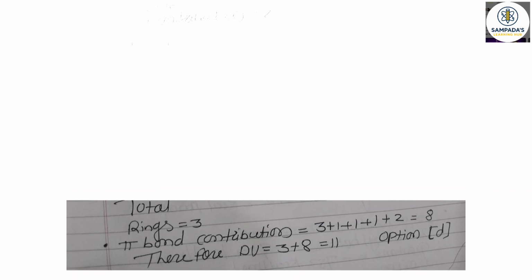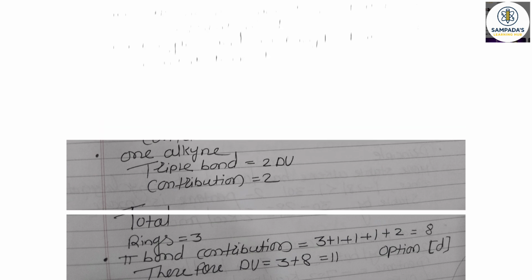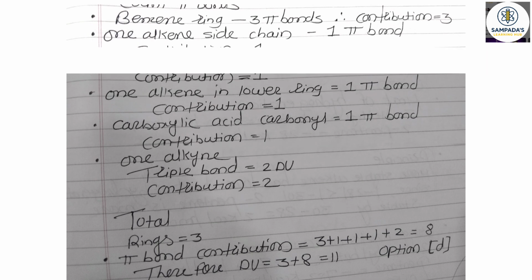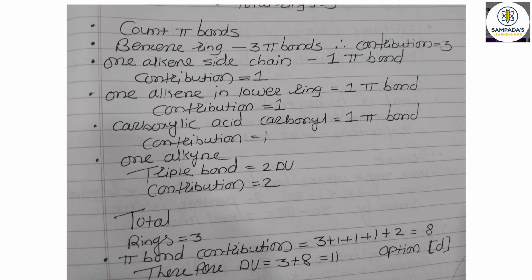Count pi bonds. Benzene ring, there are 3 pi bonds. So contribution is 3. One alkene side chain, there is a 1 pi bond. So contribution is 1. And in one alkene in the lower ring, the 1 pi bond is there. So contribution is 1. Carboxylic acid carbonyl, there is a 1 pi bond and the contribution is 1.